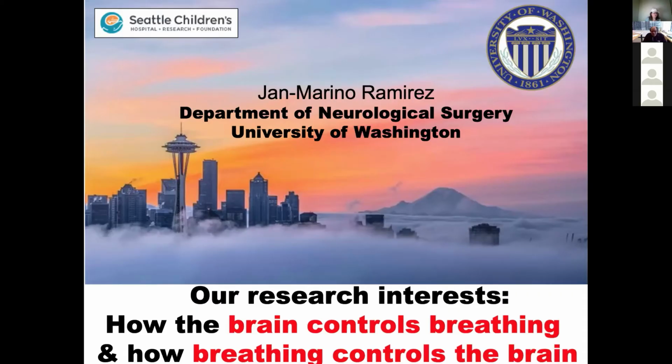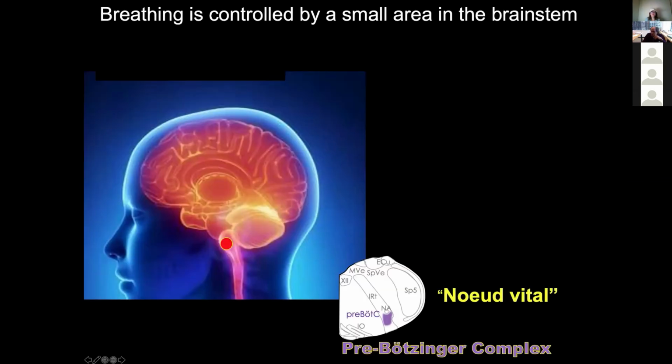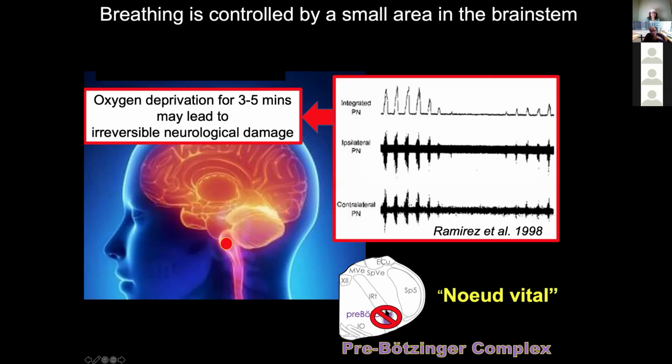Okay, so basically my lab is interested in how the brain controls breathing, and also how breathing controls the brain. We're particularly interested in one area called the Pre-Bötzinger complex, which sits in the medulla. If you lesion that area with various techniques, then breathing stops. So it's an essential area, and people have called it the nerve vital.